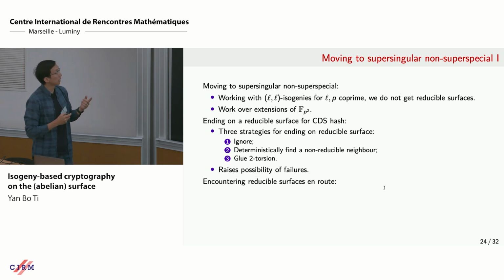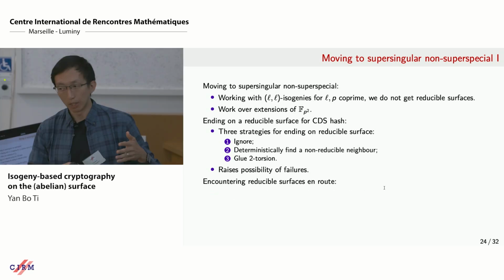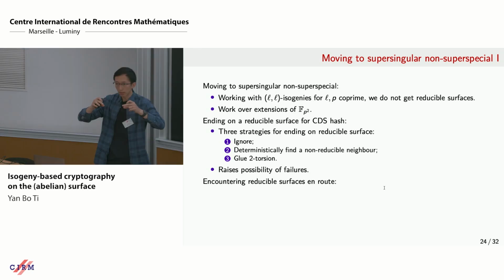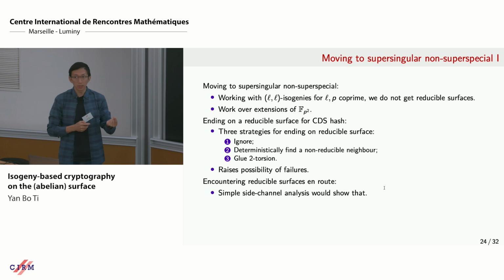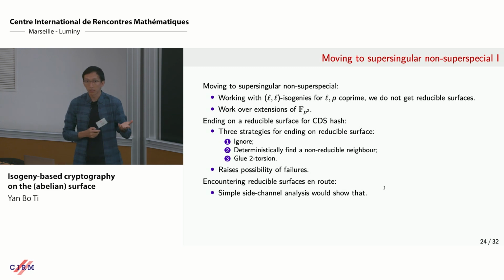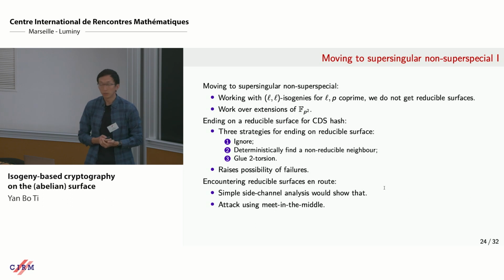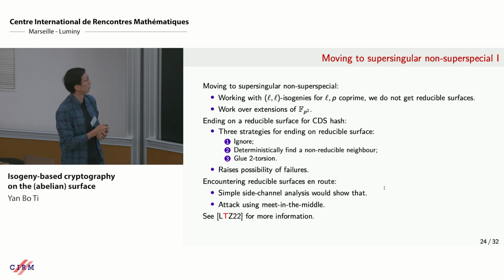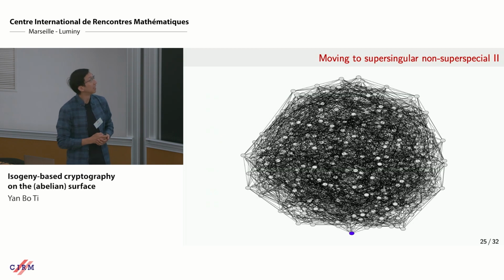So what happens when you encounter reducible surfaces en route? Actually, what they do is that they have an if statement in their code that helps you glue them back again. But this shows up very easily on side channel analysis. And once you see that a reducible surface has appeared, you can try to do some meet-in-the-middle attack, and this really reduces the security level. So you can look at this paper for more information. So this is the latest paper you've seen. The other paper goes all the way back to 2019, the pre-COVID times.